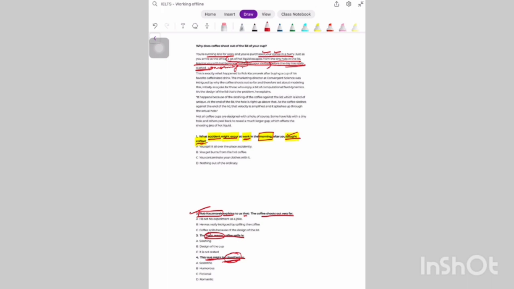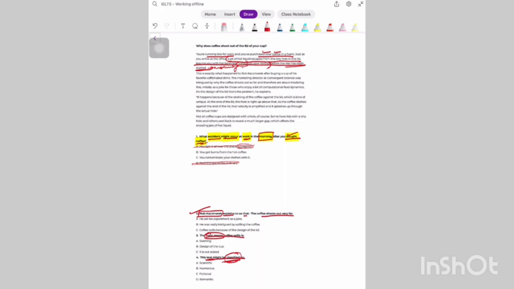You spill it all over the place accidentally. You get burns from the hot coffee. You contaminate your clothes with it. And nothing out of the ordinary. So nothing out of the ordinary, this option is not even given in the text. I'm eliminating this option so that I won't get confused. You spill it all over the place accidentally. Neither is the word accidentally written here, nor is the phrase you spill it all over the place written anywhere in this line. So I'm not going to choose it.